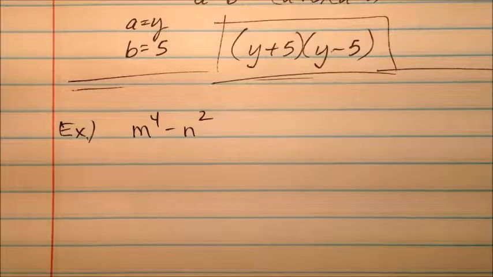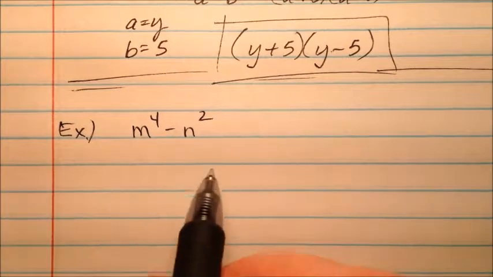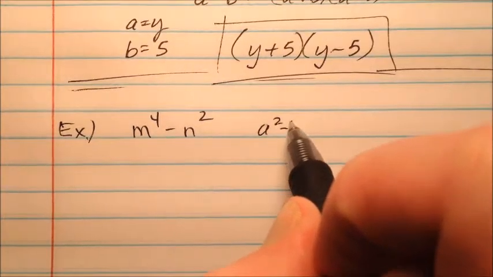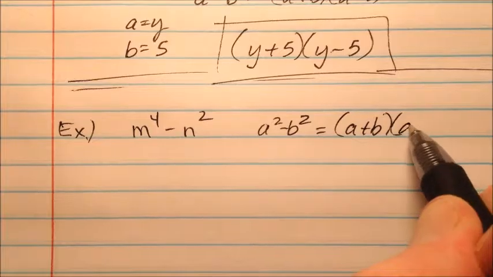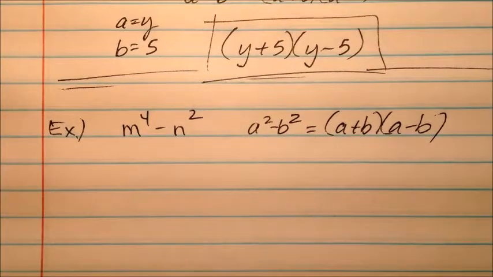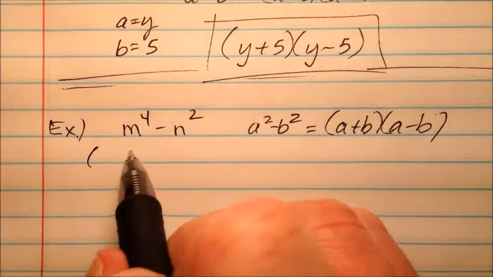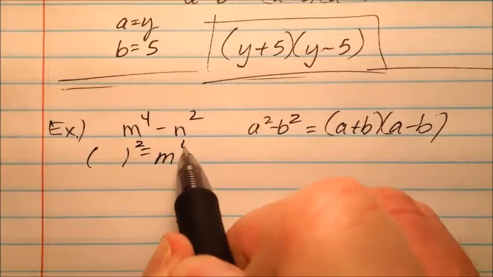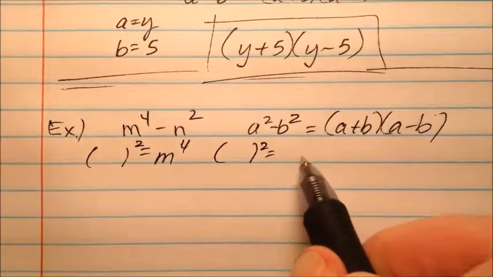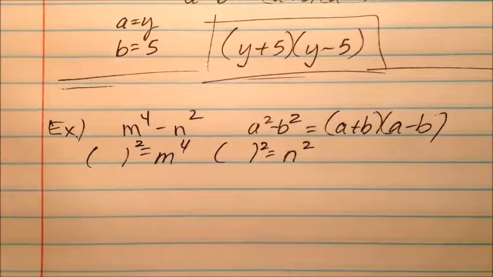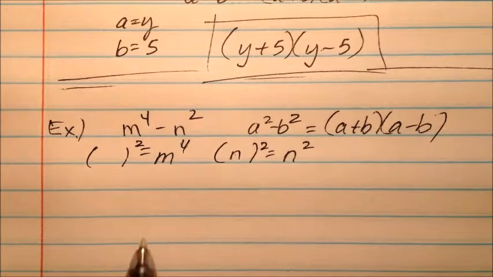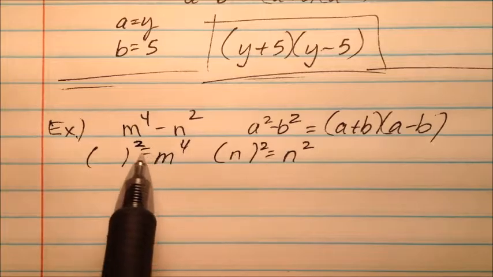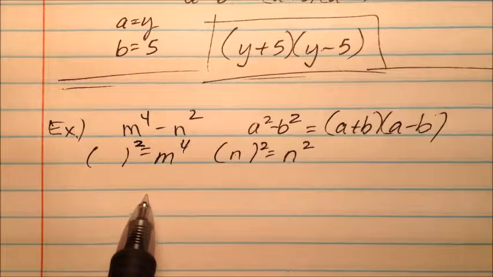On to the third example here, we have m to the fourth minus n squared. Again, we're going to use the formula that we've been using so far. a squared minus b squared equals the quantity a plus b times the quantity a minus b. So we have to ask ourselves, what got squared to give us m to the fourth, and what got squared to give us n squared? Typically these are the easiest because n got squared to give us n squared. But we have to ask ourselves, what got squared to give us m to the fourth?